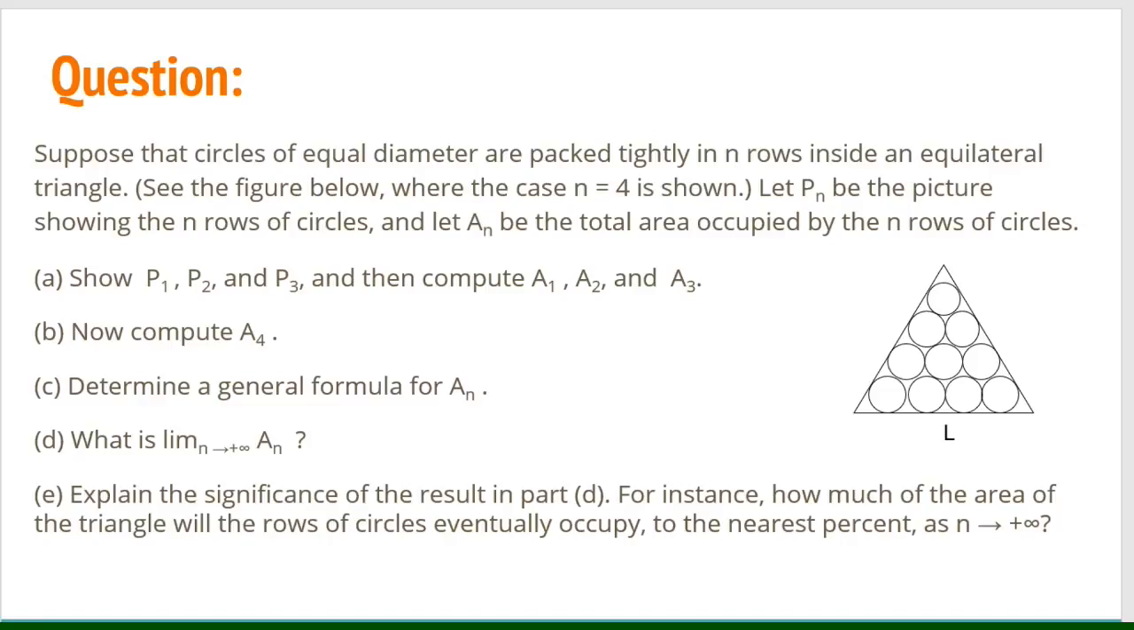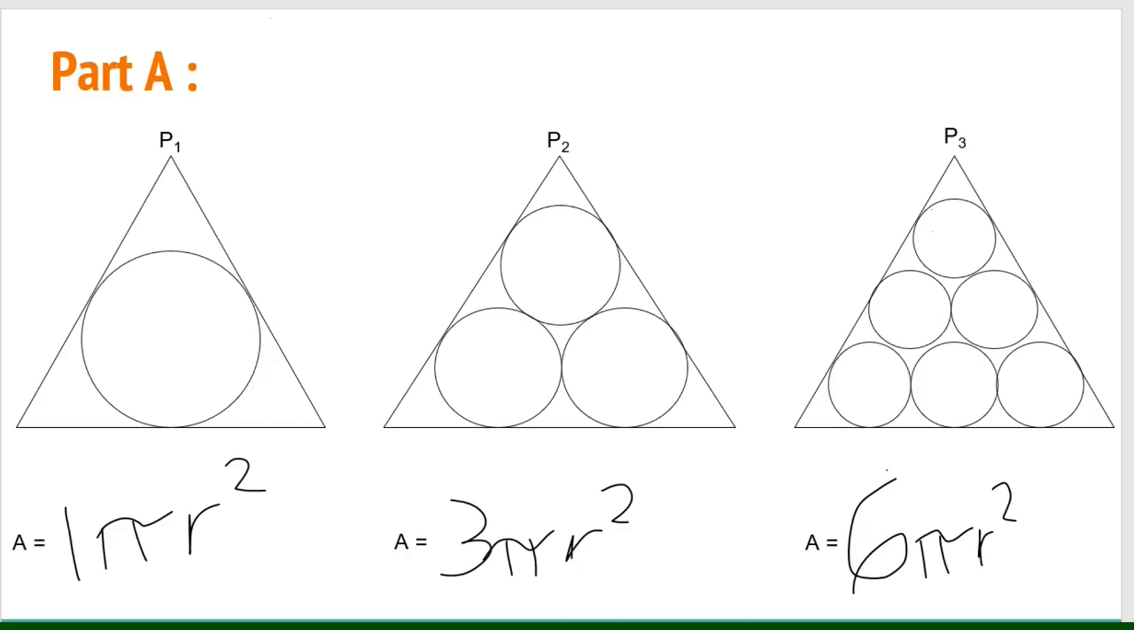Part E then asks us to explain the significance of the result in Part D. For instance, how much of the area of the triangle will the rows of circles eventually occupy, to the nearest percent, as n goes to infinity. For Part A, we need to draw a representation of P sub 1, P sub 2, and P sub 3 with triangles with 1, 2, and 3 rows of circles inscribed within them.